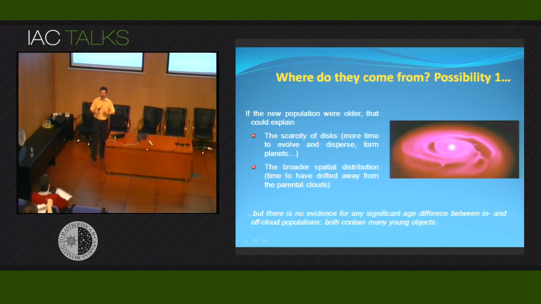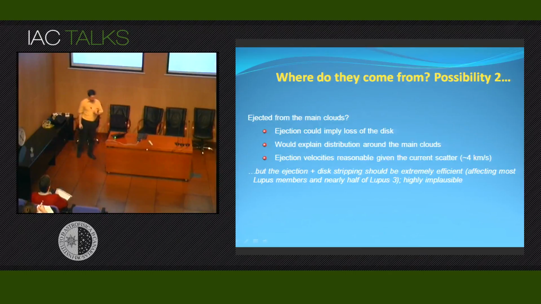So most of them should have experienced this disk stripping encounters followed by ejection in order to account for the numbers that we observe. That seems hard to believe. It's quite implausible. Again, it doesn't mean that we may find some specific examples of objects that have been expelled through these mechanisms. But we don't expect it to be the general case.